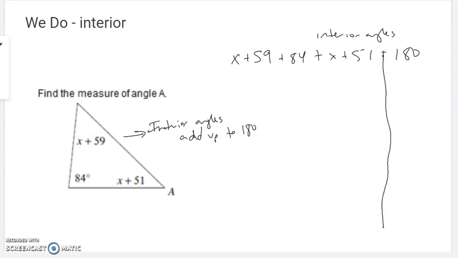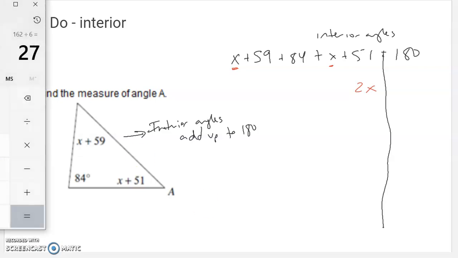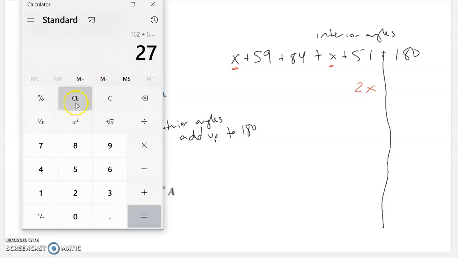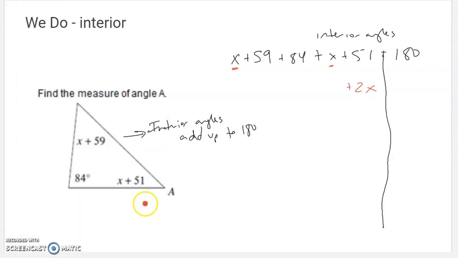All that's left is to solve it. Combine some terms. There are two x's. And all those, I'm just going to add those to the calculator so I don't take too long. 59 plus 84, all the constants, plus 51. Those add up to 194 together. I don't think that's right. Is that right? That is right.